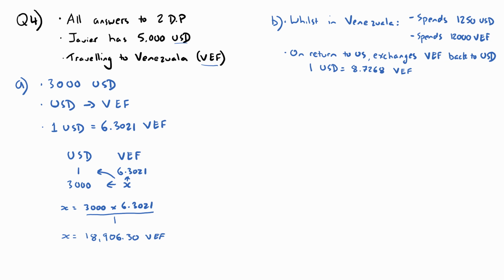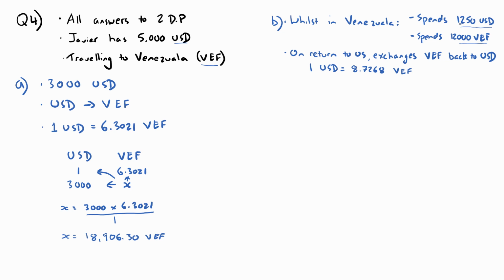Question 4, Part B, asks to calculate the amount in US dollars that Javier has remaining at the end of his trip from the initial 5,000 US dollars. We're also given the information that whilst in Venezuela, he spends $1,250 US dollars. Now, this is important. He actually spent US dollars in Venezuela in addition to some Venezuelan bolivars. So there must be some shops or people over there that are accepting US dollars in addition to their local currency, which is pretty common for US dollars around the world.